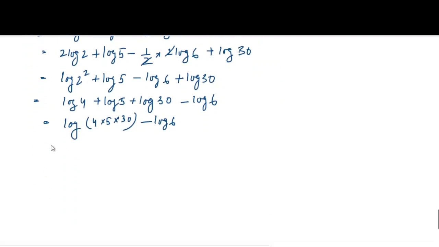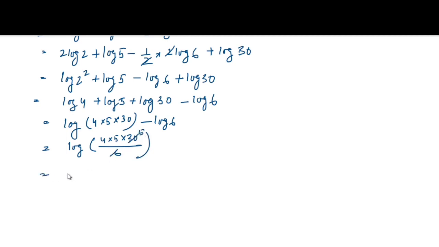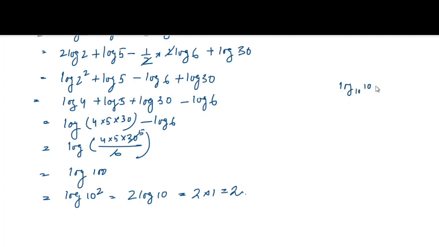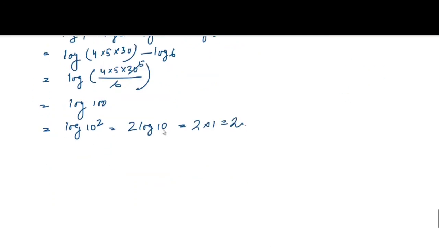So if I take that 6, 4 into 5 into 30, 6 will be in the denominator, so 6 5, now it will be log 4 into 5 into 5, that is 100. This can be written as log 10 square, or 2 log 10. 2 into 1, that is 2. Log 10 we are writing 1, why? Because the base is always, we consider 1, so log 10 base 10, that is 1. If the base is this one, log 10 base 10, that is always 1. Okay, that's why we are applying log 10 equals to 1.